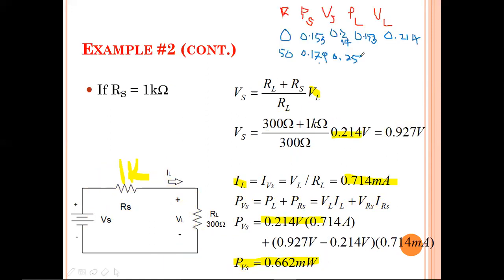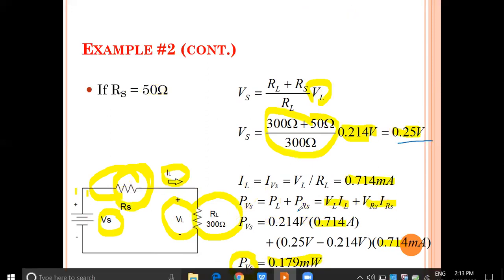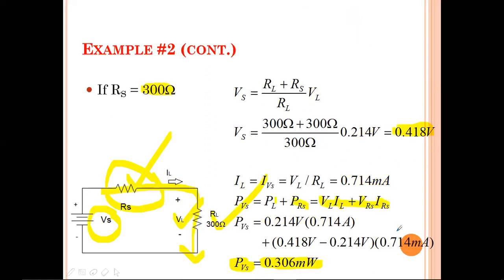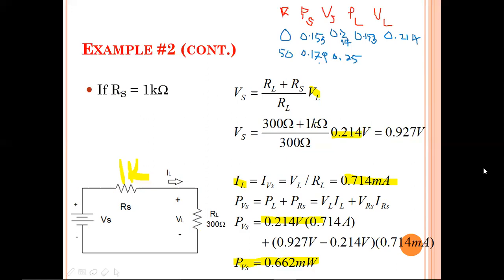Then IL is the same and the power is also the same, because PL equals VL times IL: 0.214, the same value as initially, times 0.73, gives 0.153. And VL is also the same at 50 ohms. These two values are the same, so I am writing the same.